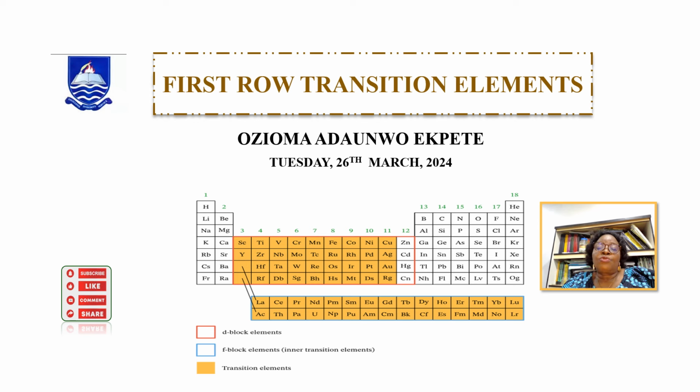So for these first row transition elements, we'll be looking at scandium to zinc, but zinc in group 12 with symbol Zn is not a transition element because it has its D block elements completely filled. So the elements zinc, cadmium, and mercury are not transition elements. We will be focusing from scandium to zinc, but know that zinc is not a transition element.